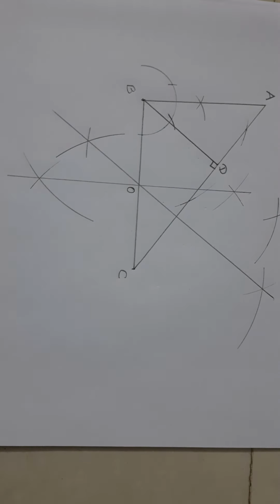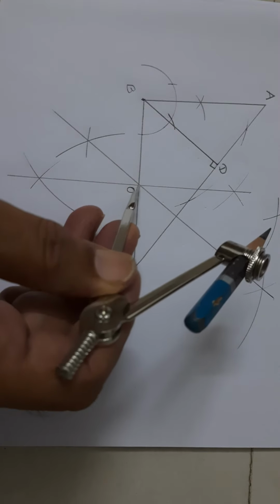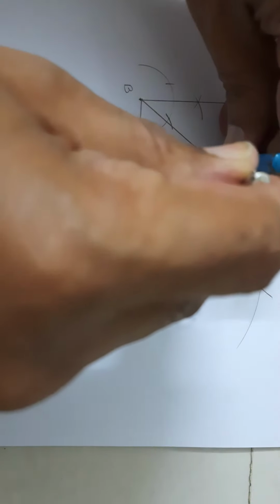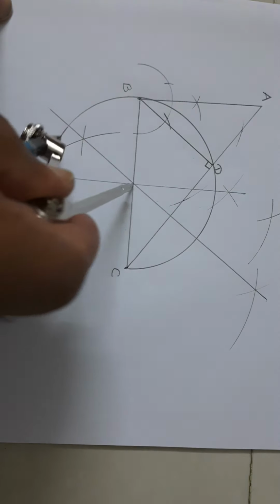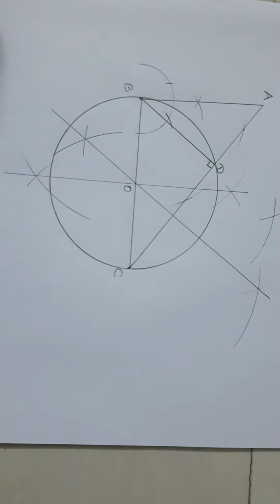So this is another property, that the circumcenter of a right angle triangle is always on the hypotenuse. Here this is the right angle, this is the hypotenuse. So from here we can draw a circle now. Here it is D, here it is B, and here it is C. You can see this is a circle which passes through all the 3 points B, C, D. This is how we draw.